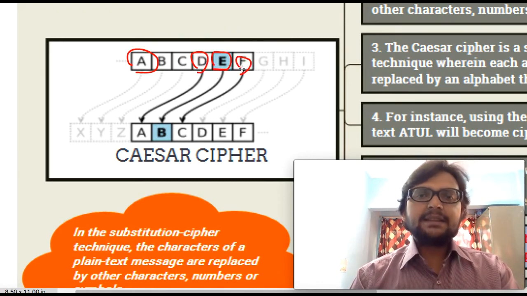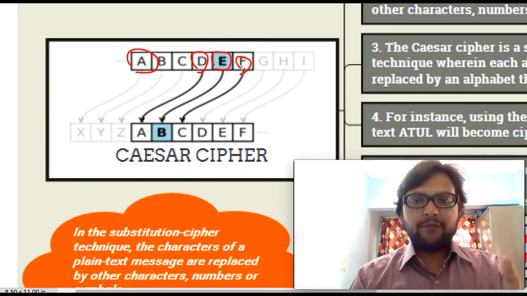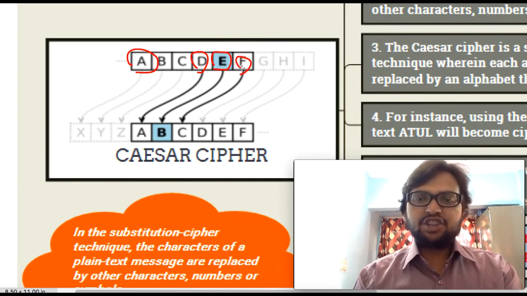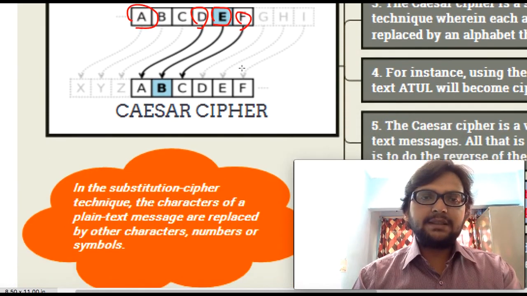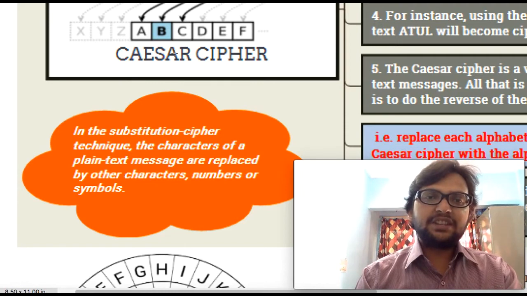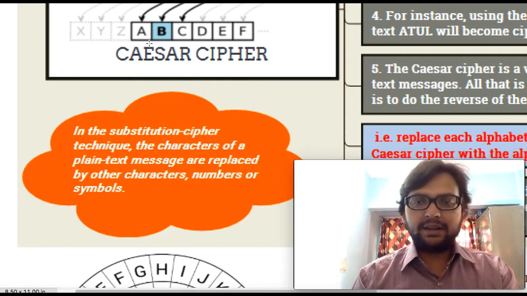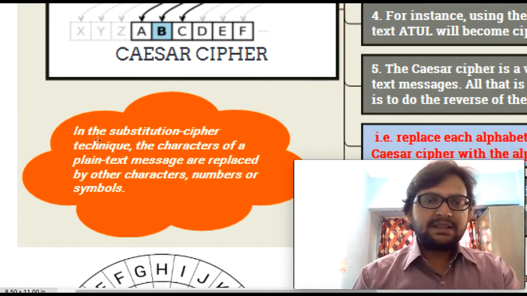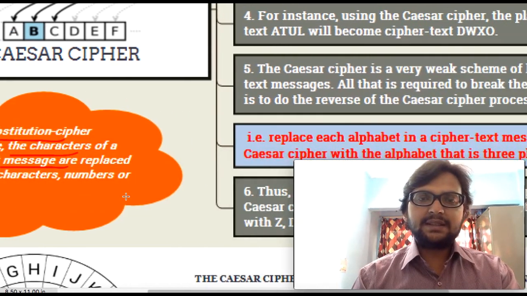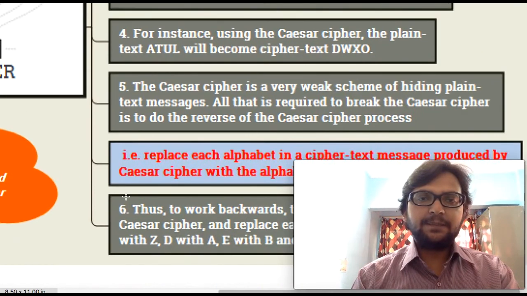So replace the original alphabet with its next third position alphabet. That is what we mean by Caesar Cipher, and that is one type of substitution. It means we are substituting one alphabet with another alphabet. So in substitution cipher technique, the characters of a plain text message are replaced by another character and numbers or symbols as well. So let's discuss some points which I have listed here.